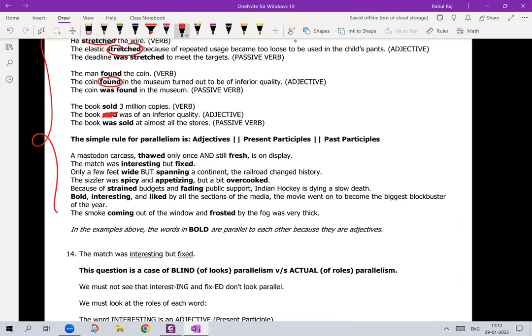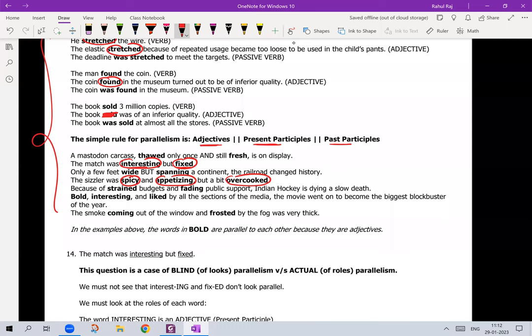Now it says the simple rules of parallelism. An adjective is parallel to a present participle. An adjective is parallel to a past participle. So: the match was interesting but fixed. Both are adjectives, absolutely and perfectly parallel. The sizzler was spicy, appetizing, but a bit overcooked. All these three are adjectives, perfectly and absolutely parallel. I'm just doing the sentences that we have done.